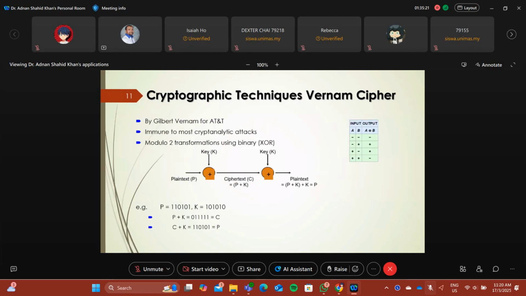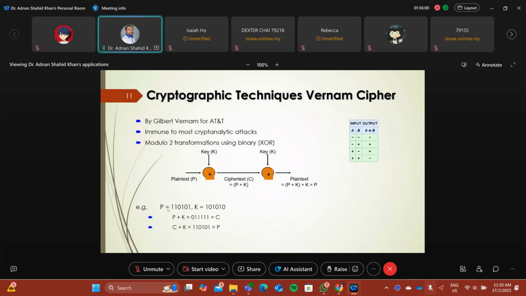So we have plain text, we have the key, some key, the same key, then we get the ciphertext. P plus key, we get the ciphertext P plus K. Then we apply the same key: P plus K plus K, we get the plain text back. How do we get it? We note that if same value, we get the minus. If anything changes, we get the plus.